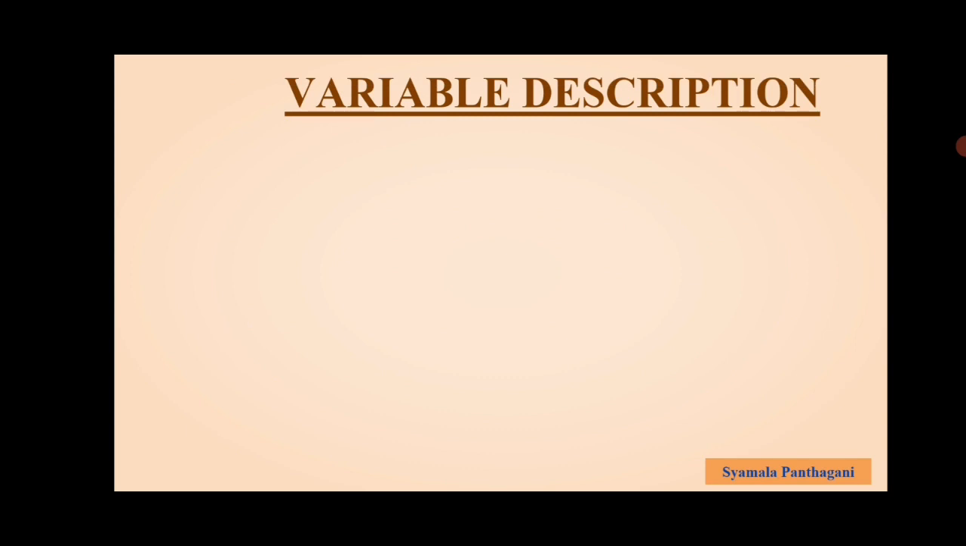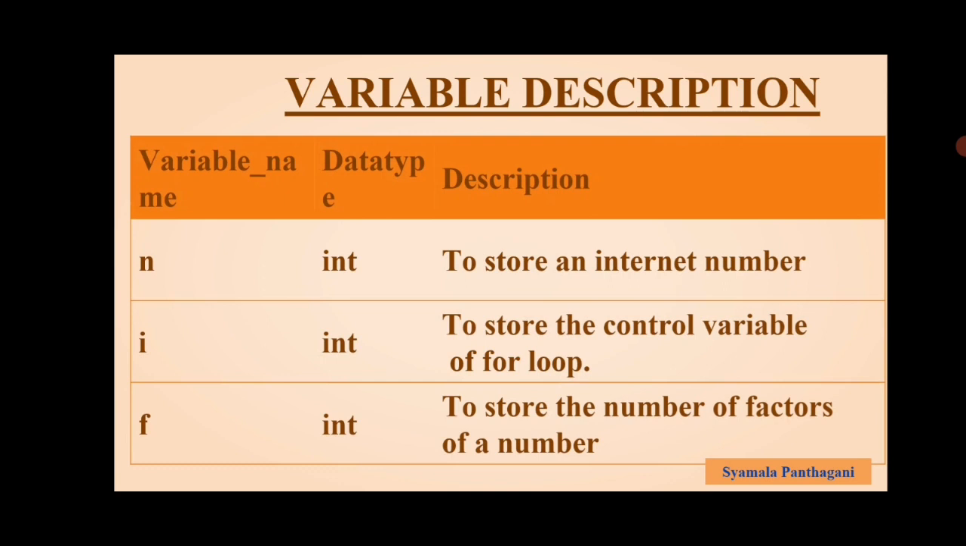Now we are going to the variable description. In the variable description, I have taken only three integers: n, i, f. n is an integer to store an integer number. Instead of integer, it was wrongly typed as internet. No, don't write like that.